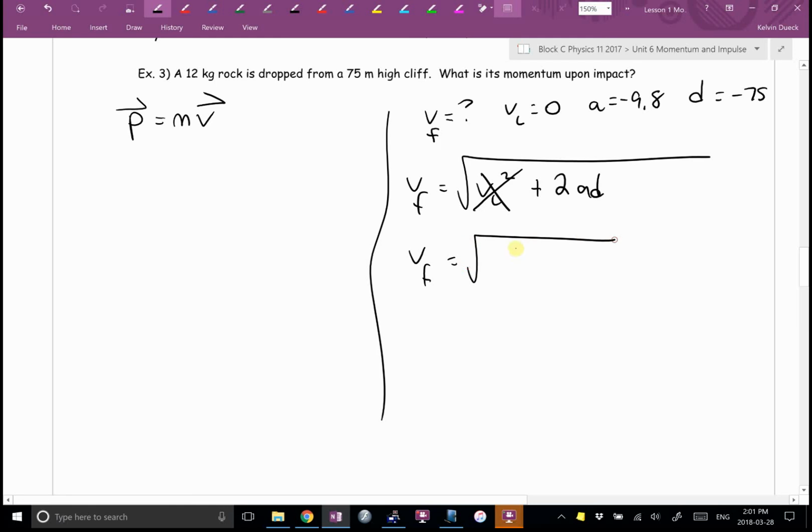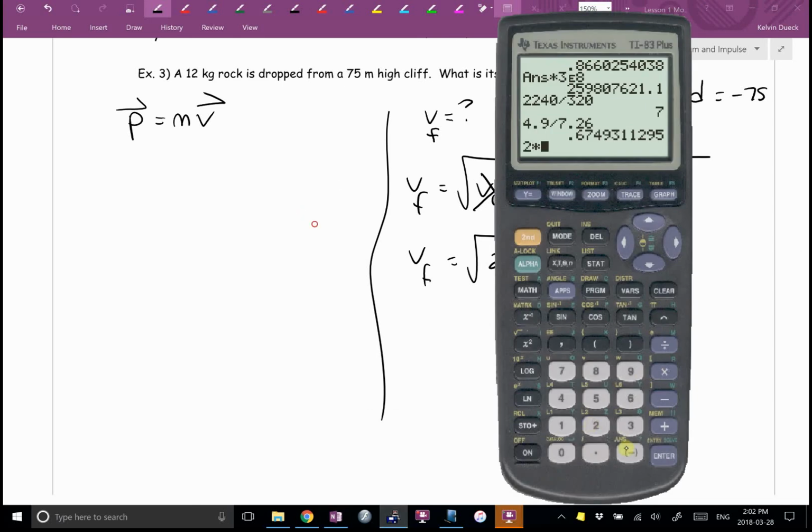And this, by the way, is why you had to have those negatives in, because, Brian, most kids would have got the negative 9.8, but if you put a positive 75 in, you're trying to take the square root of a negative, and your calculator barfs at you when you do that. That's why you have to have that negative there, because a negative times a negative is a... Are you positive? Okay. So it's going to be the square root of 2 times negative 9.8 times negative 75. You get 38.34, blah, blah, blah. I'm going to write 38.3, but you know I'm using my answer button on the next line, yeah?